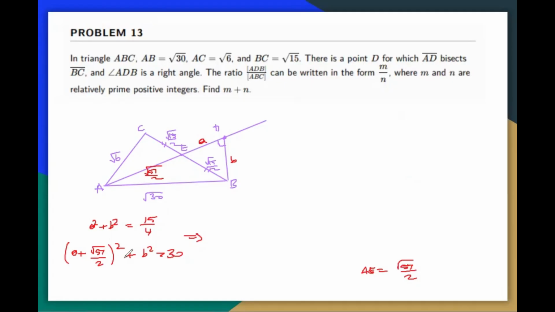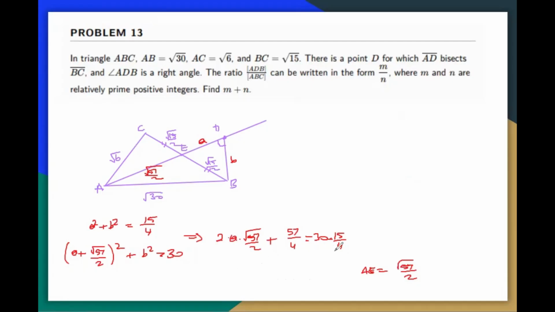So now we want to solve the system, and we are lucky that we can cancel a lot of things if I subtract. If I subtract the top from the bottom, when you expand this one, you get A squared, and then 2 times A times this number, plus the square of this number, right? So A squared and A squared will cancel, B squared and B squared will cancel. So I will write what is left over. The middle term from here is left over, which is 2 times A times root 57 over 2, plus the square of the second term, which is 57 over 4. And then you get 30 minus 15 over 4.